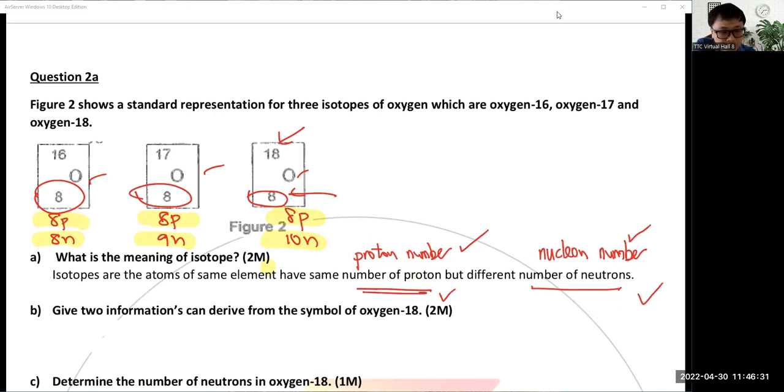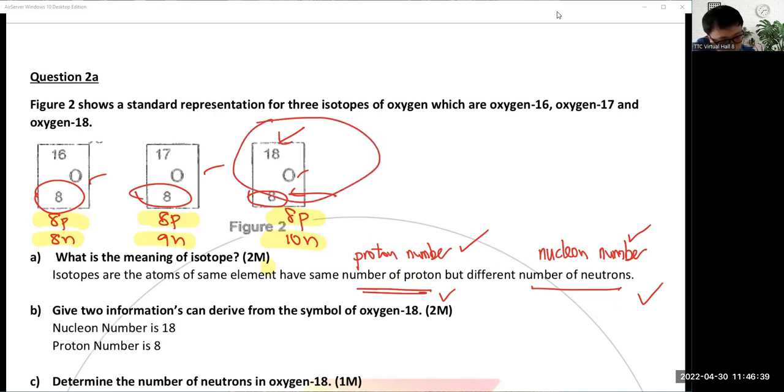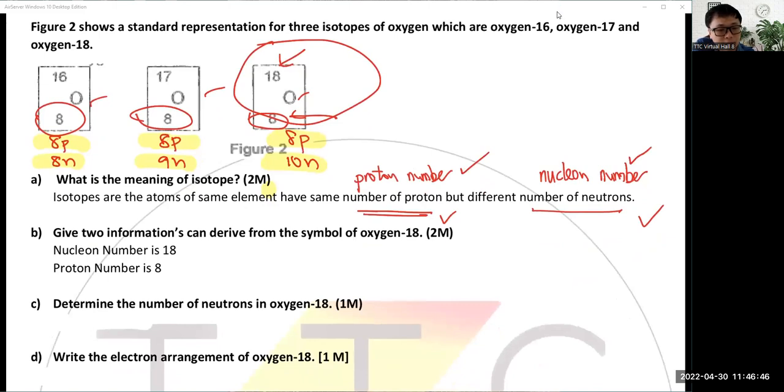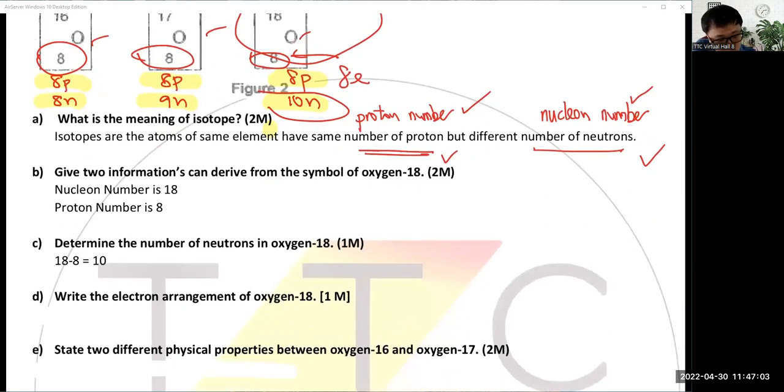Two pieces of information can be derived from oxygen 18. So now we focus on oxygen 18. What information do we know? First, the proton number is 8, and the nucleon number is 18. Determine the number of neutrons in oxygen 18. We have 10 neutrons, so it's 18 minus 8. What is the electron arrangement for this? When you have 8 protons, you should have 8 electrons because protons and electrons are equal in number for atoms. So 8 will be 2.6.